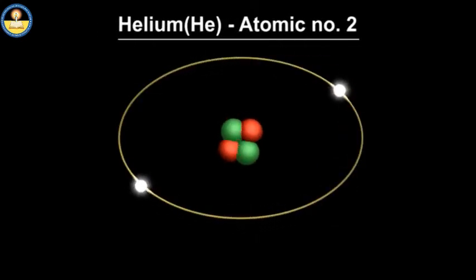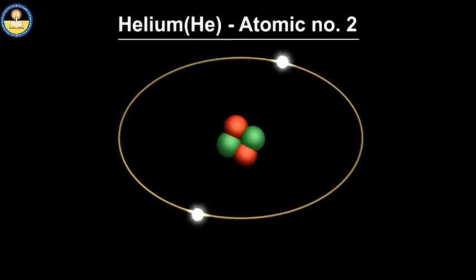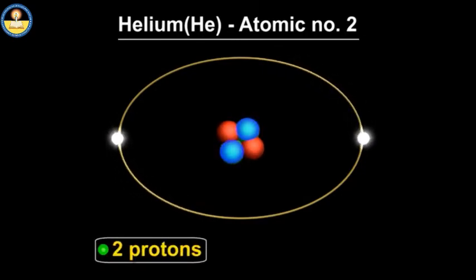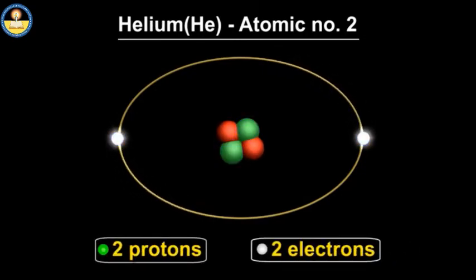Helium is the next element with the atomic number 2. It has 2 protons and 2 electrons. Both electrons are accommodated in the first shell.